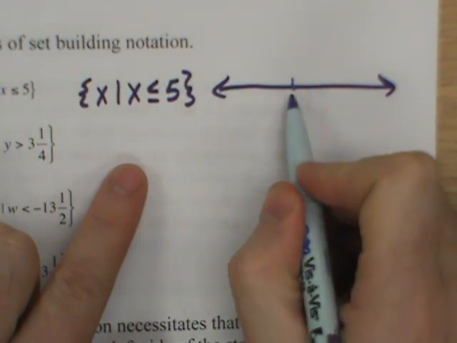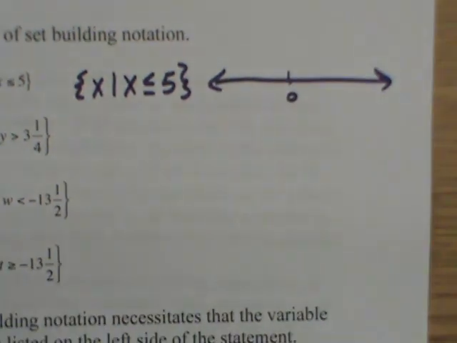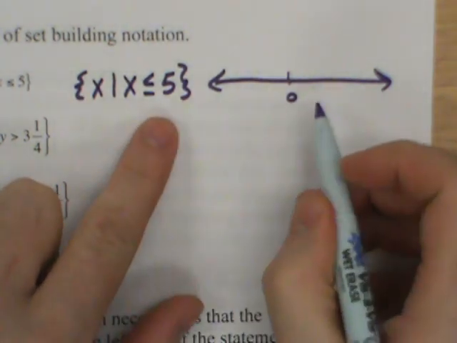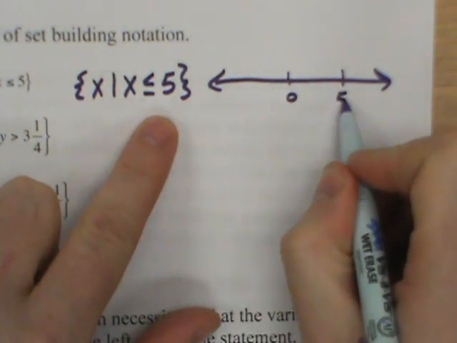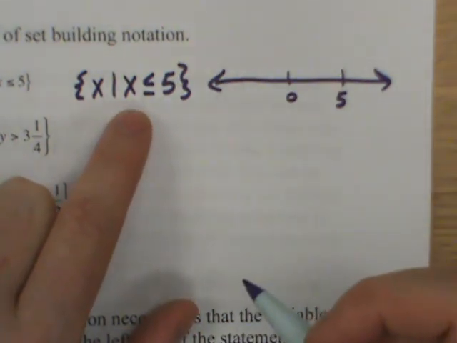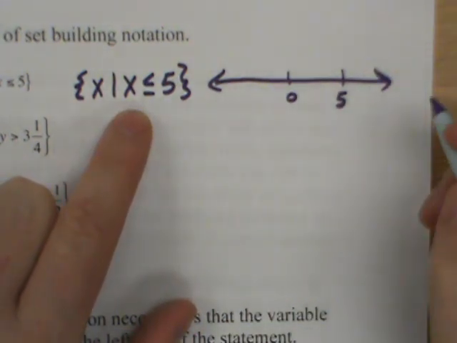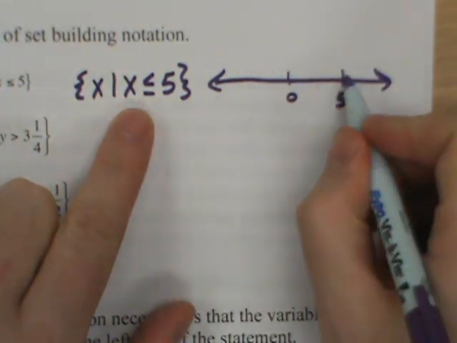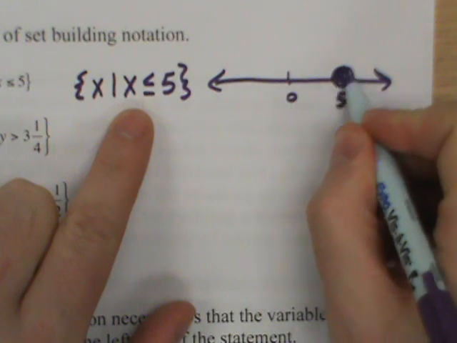You simply locate the 0, that's the most important number on a number line, and then your critical value here is 5. So on my number line, I locate 5, and then I simply have to decide whether I can have 5 or whether I must exclude that value. In this case it says x is less than or equal to 5, which means I can have 5, so I'll make that a colored in circle.